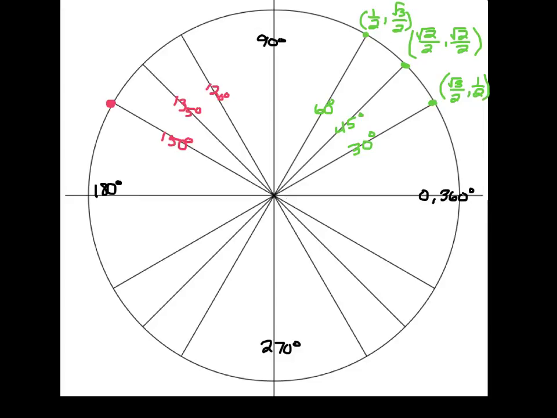So the x and y values for 150 degrees. Cosine of 150 is going to be negative because we're in the second quadrant. And then sine is going to be positive. Same thing for all these points, really. Cosine is going to be negative.